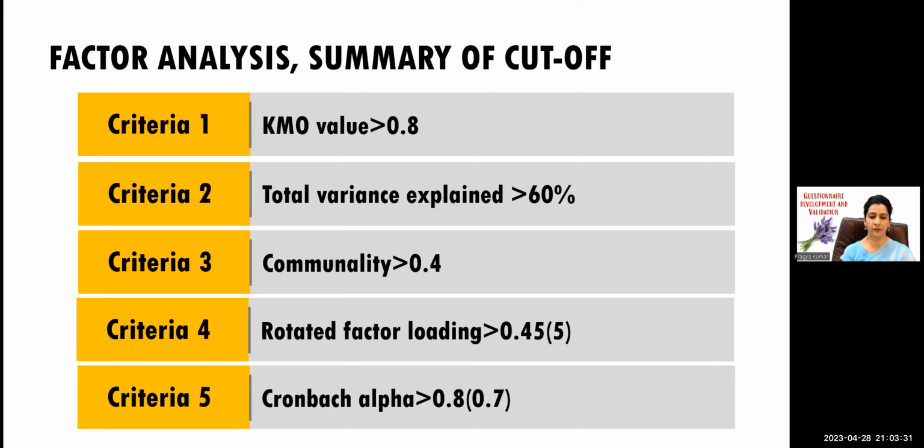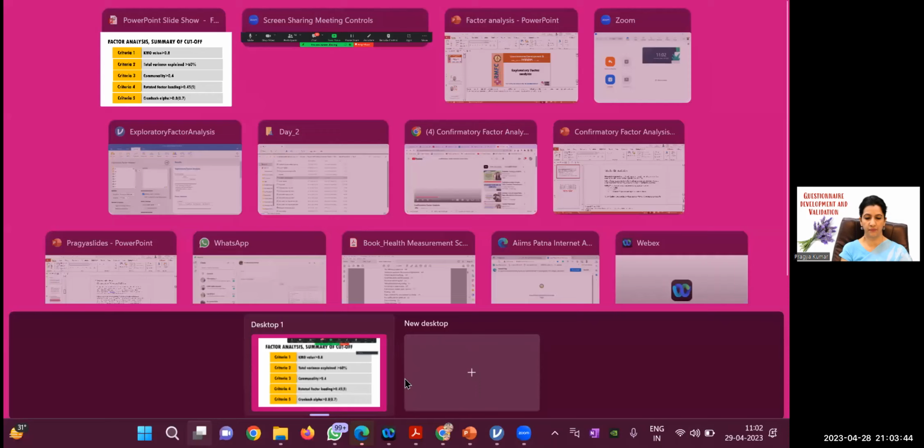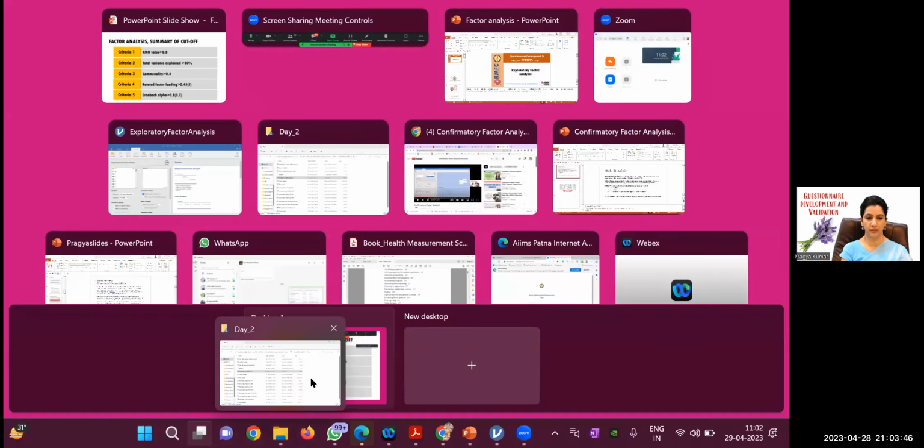I'll tell you the concept of factor rotation, but let me first tell you a few concepts regarding factor analysis which I have, otherwise you will be confused regarding it.